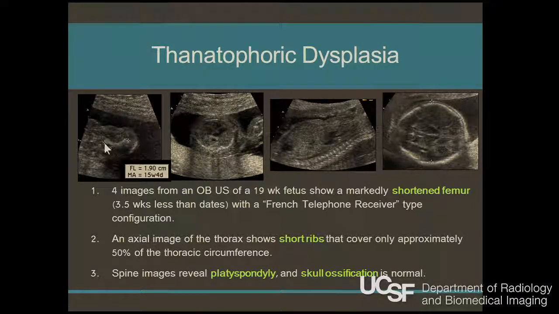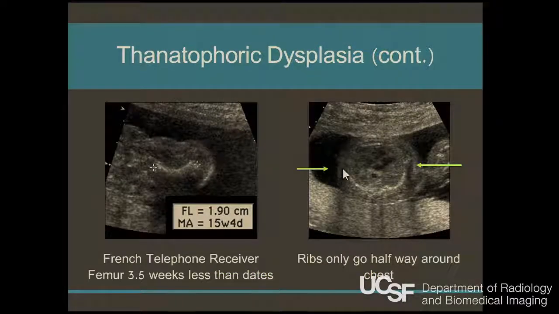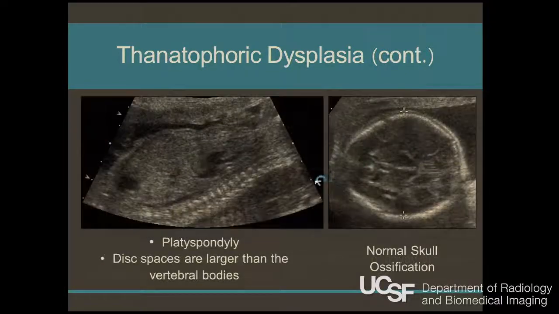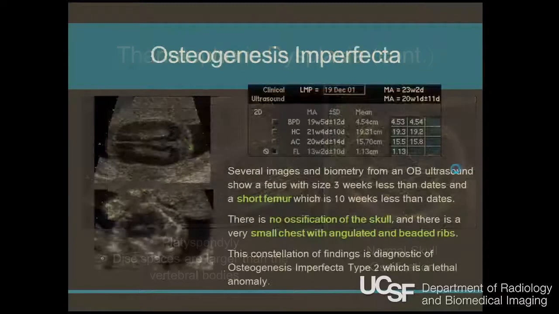We see this short femur, it's curved, it's what we call a French telephone receiver femur. We see a very small chest. The ribs only come about halfway around. They should come all the way around almost, at least 2/3 of the way. We also see platyspondyly, and we see a normal looking skull.